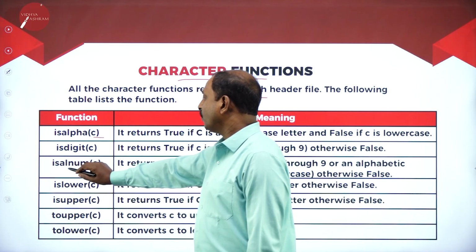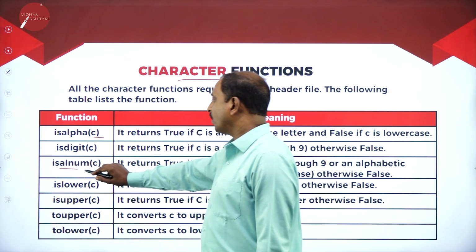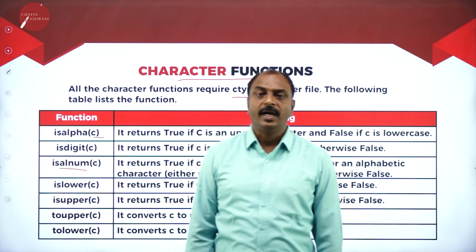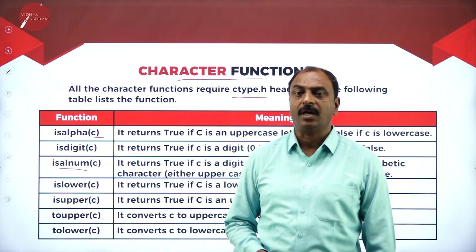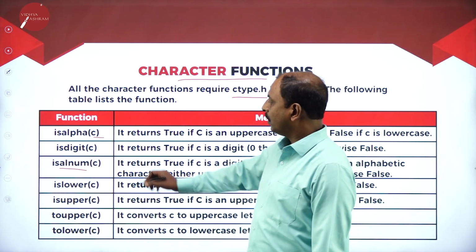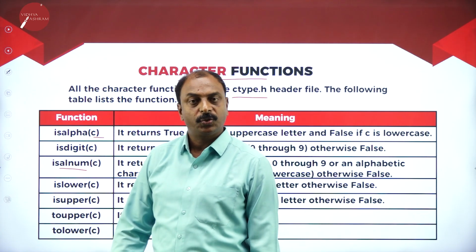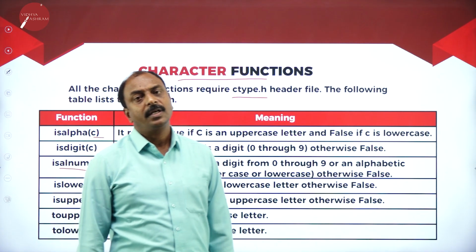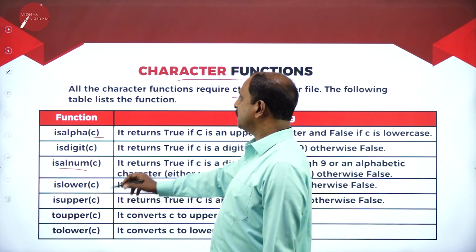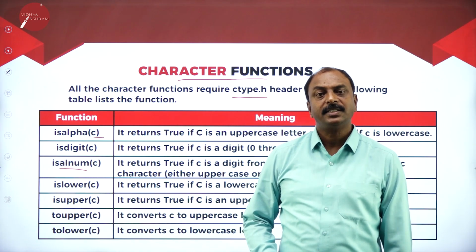Similarly, isalnum(c). Here alnum stands for alphanumeric character. So if we enter the value of c as either an alphabet or a number or a digit, it returns true, otherwise false. So among all the functions, a few return the value either true or false depending on the input given by the user. But please understand, it is a character function. It accepts only one character as an input.